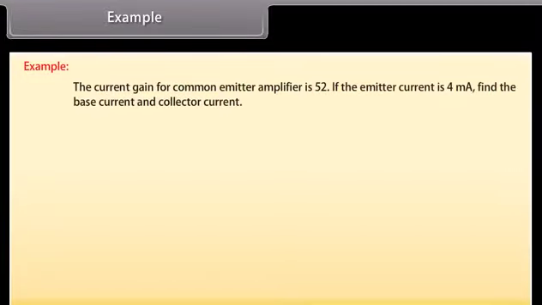Example. Let's take an example of a transistor as an amplifier. The current gain for a common emitter amplifier is 52. If the emitter current is 4 mA, find the base current and collector current. Let's see the solution. Given values are beta is equal to 52, IE is equal to 4 mA.